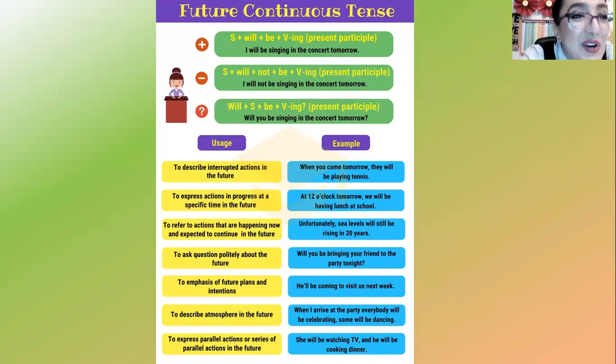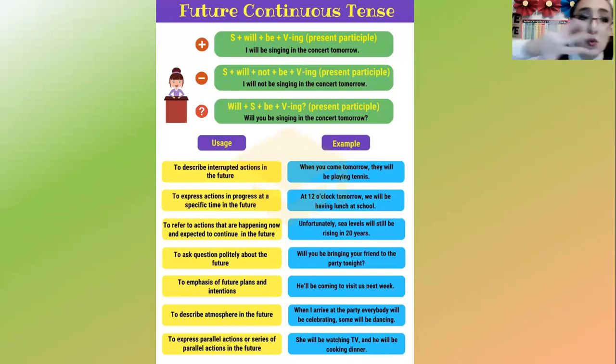It is when you are going to be doing something at a very, very specific moment in the future. At 9 o'clock, I will be sleeping tomorrow. Please don't call me. You are telling me that something is going to be happening in the future at a very specific moment. That's when you are going to be using will be ing.